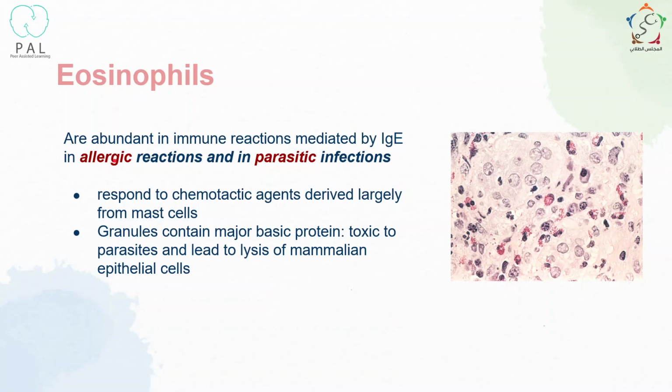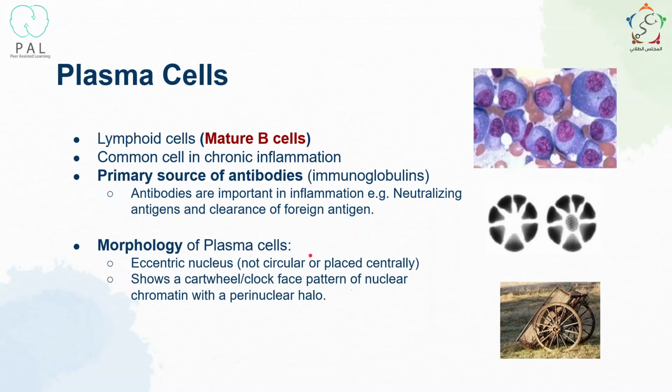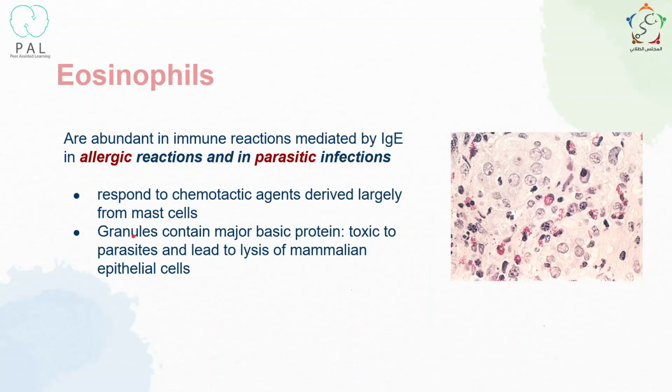So it's very important for you. If there's one thing I need you to take from this slide, it's to correlate eosinophils with allergic reactions and parasitic infections. If you only understand this, then it's great. So just to quickly describe them, they respond to chemotactic agents derived largely from mast cells, as we just mentioned. IgE, release histamine, release other cytokines. And their granules contain major basic protein.